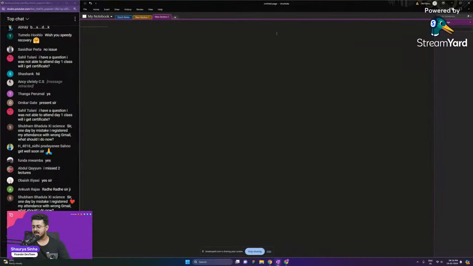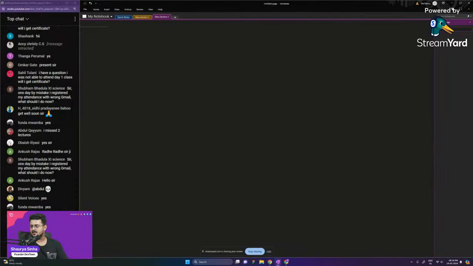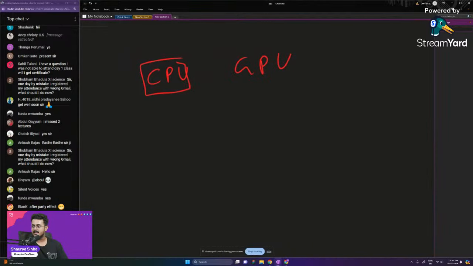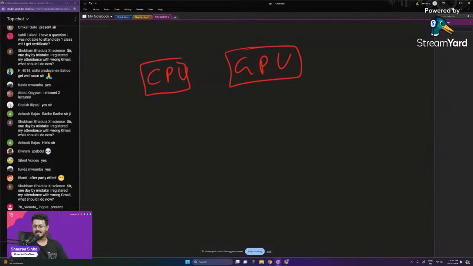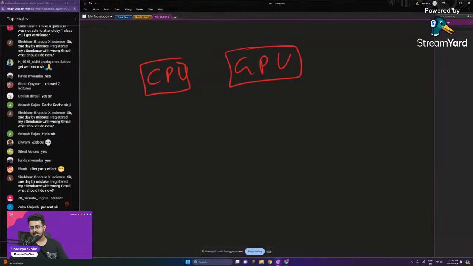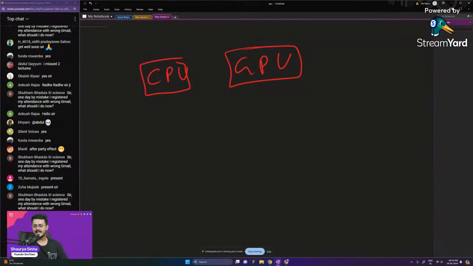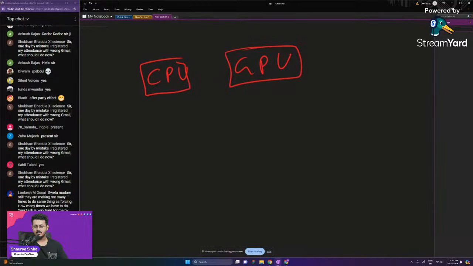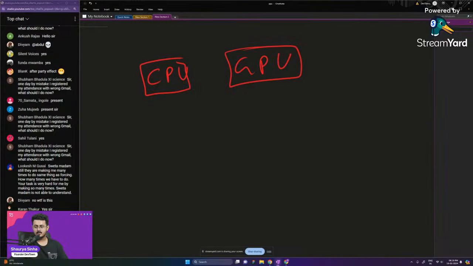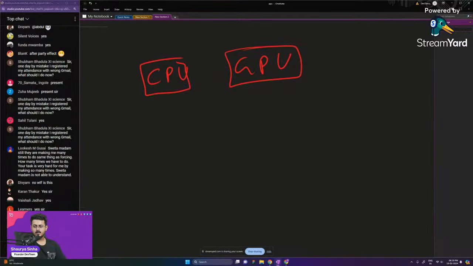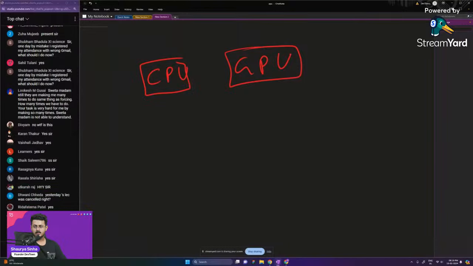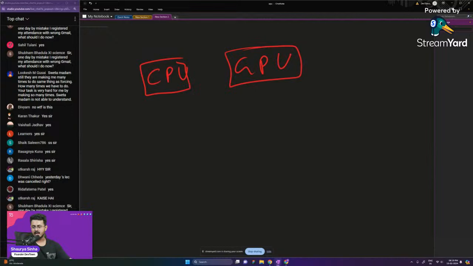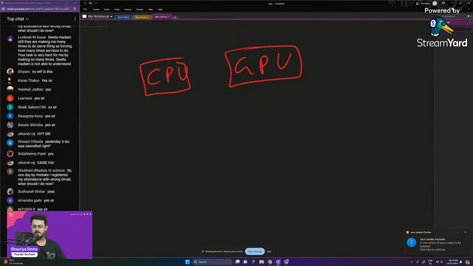You need to understand something, guys. You know about CPU, right? CPU, GPU. Are you familiar with these two concepts, CPU and GPU? These two items are present in every one of your computers, mobile phones, TVs, gaming consoles, or anything else. Are you able to understand this? You know CPU and GPU, right? I don't need to teach you that, right?